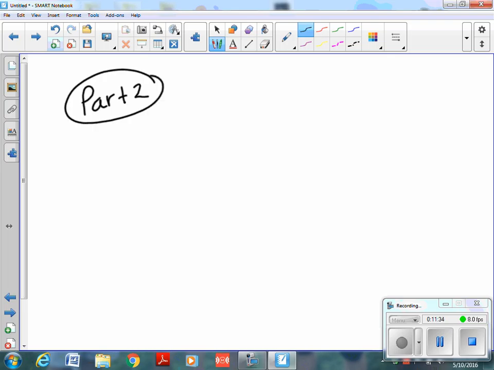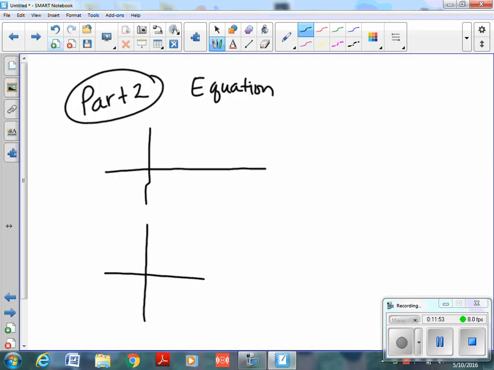Part 2 is they give you the graph. You have to write the equation. So I'll do 2 of these here. They give you a graph. You have to write the equation. So we're going to do 2 of these.